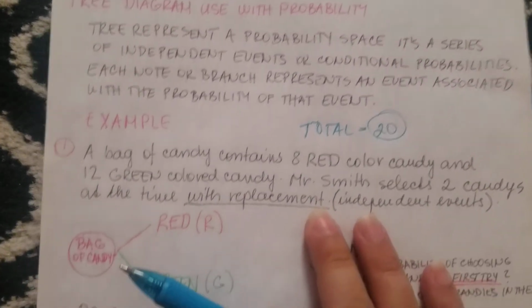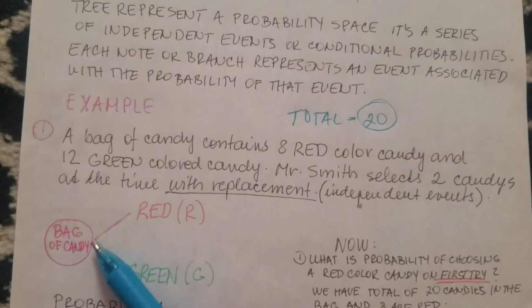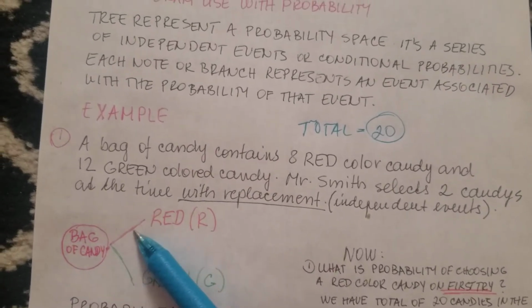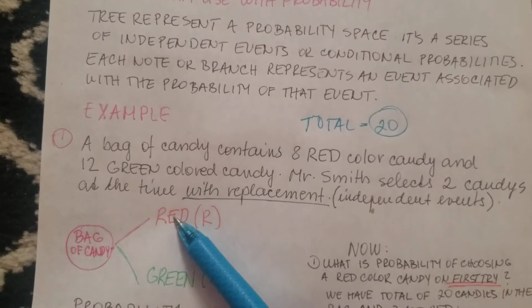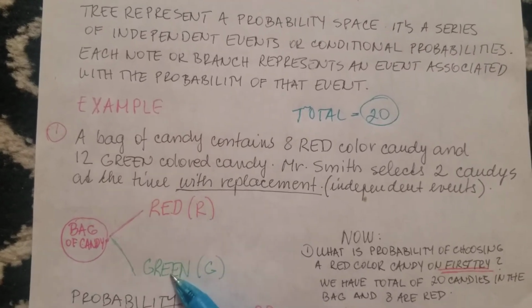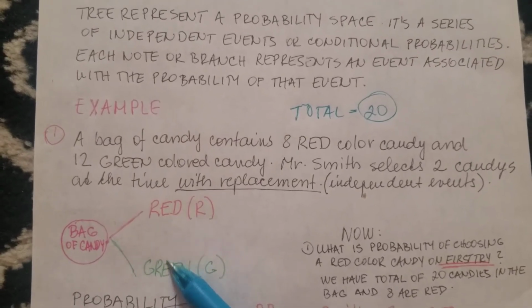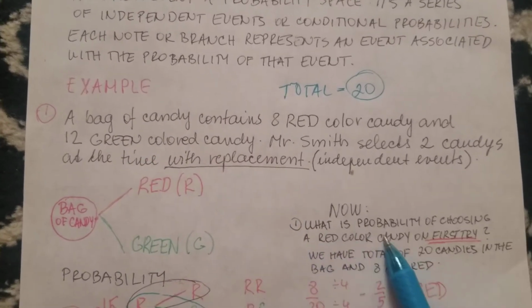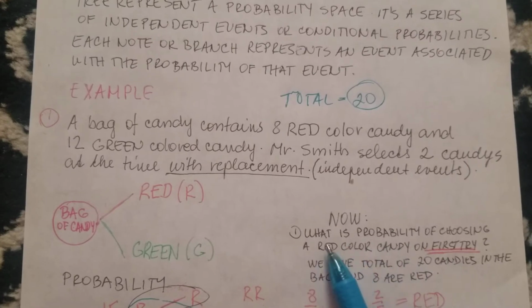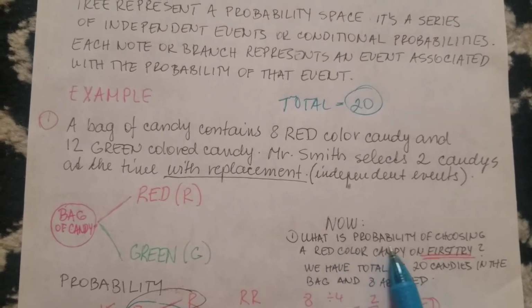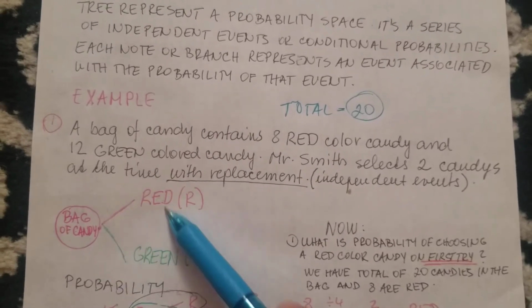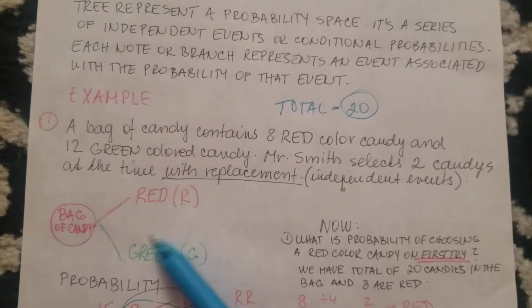So we can draw a simple branch first. We know we have a bag of candy. We know that the total is 20. And we know we have red candy inside, 8 of those, and then green candy, and we have 12 of those. Now, what's the probability of choosing a red candy on the first try? So let's call this first branch here the first try.